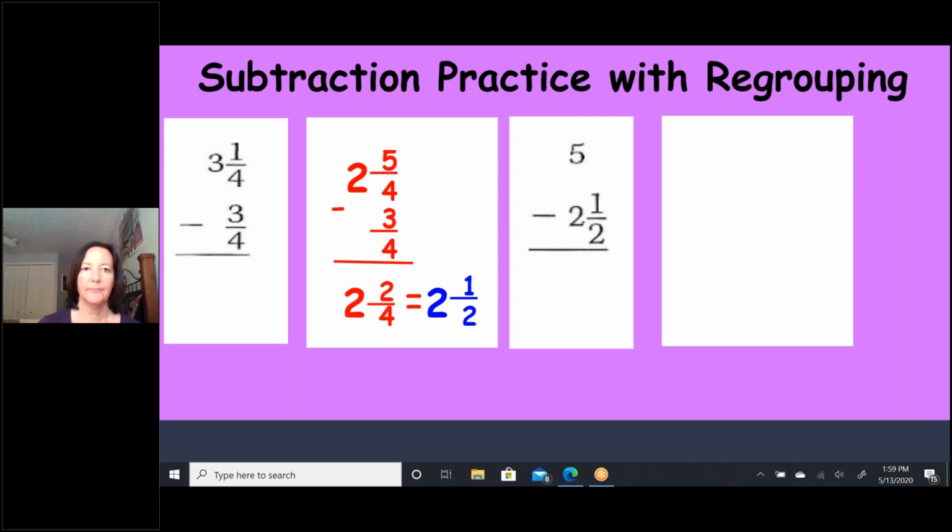Is it a half? No, not quite. How did you rewrite the 5? Because you had to regroup. You had to rewrite that 5 a different way. What did you come up with for that? I came up with 4 5/2. You were really close. What should it have been? 4 2/2. That's it. That's what it should have been, 4 2/2. So now go ahead and finish it out from there.